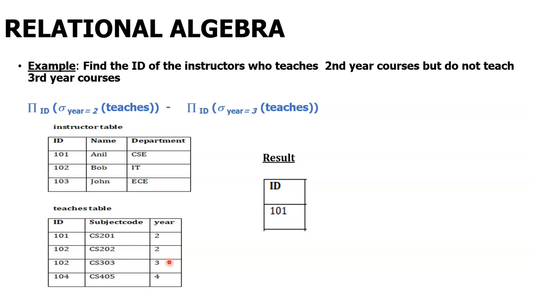My condition is he should teach only second year, he should not teach third year. So I have to minus, right? So I want to reduce that. So my ID, the person should teach second year but not third year. So second year minus third year, I am putting this condition. If I get that, only 101 is teaching second year and is not teaching third year or any other years. So I will get only 101 ID. With the help of this project operator, the remaining things are getting deleted.